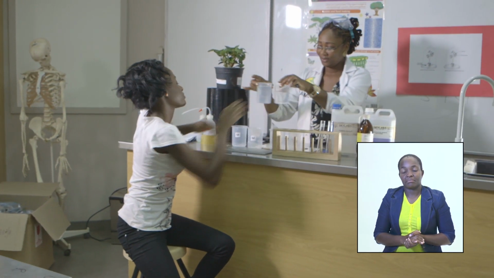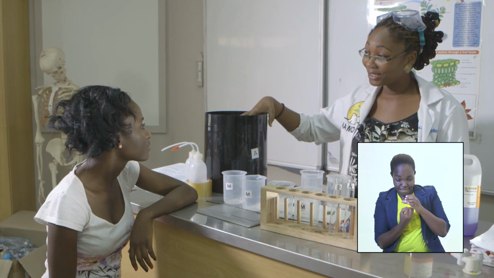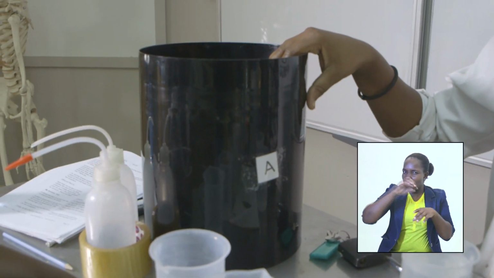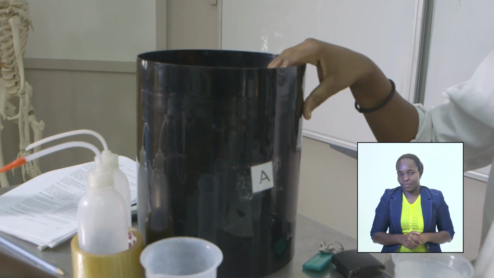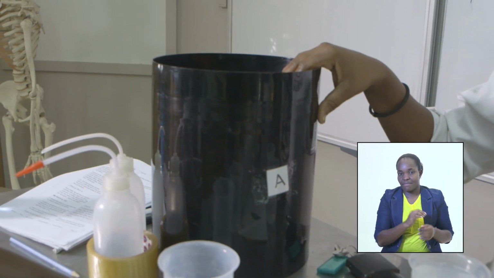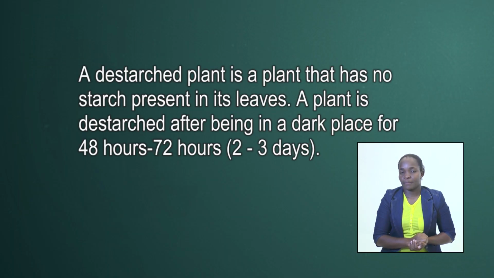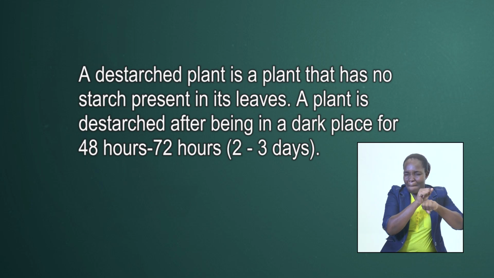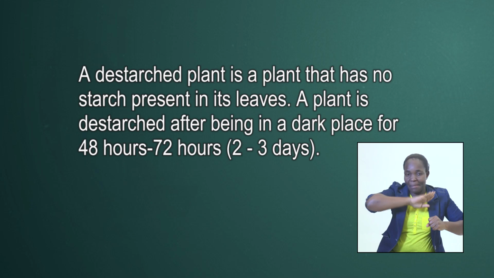There we go. Now we'll test to confirm if the plant in this dark bucket is really discharged. This plant has been in this dark bucket for 72 hours, which makes it 3 days. A discharged plant is a plant that has no starch present in its leaves. A plant is discharged by leaving it in a dark place for 72 hours or 3 days, so it should be discharged by now, and we'll see if it is.